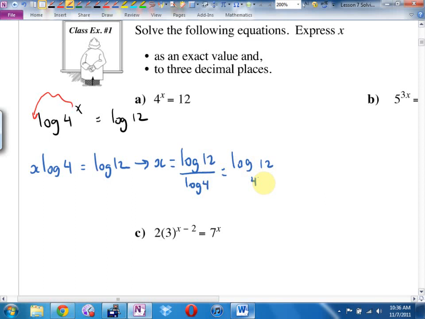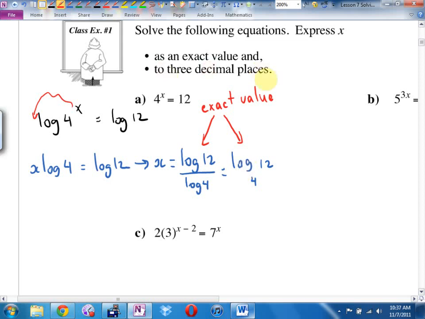These are the exact value answers. If they ever say solve using and give me an exact value, which is what the first part says, that's what they mean by an exact value. It means get as far as you can without a calculator. But they also said in the second part to three decimal places.